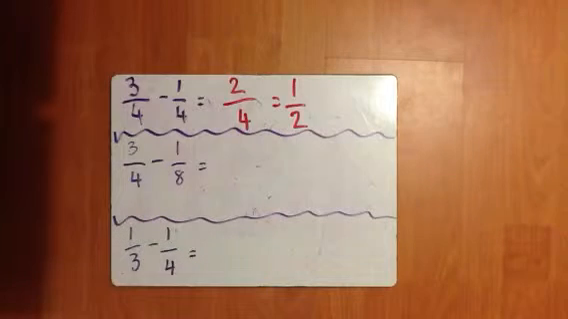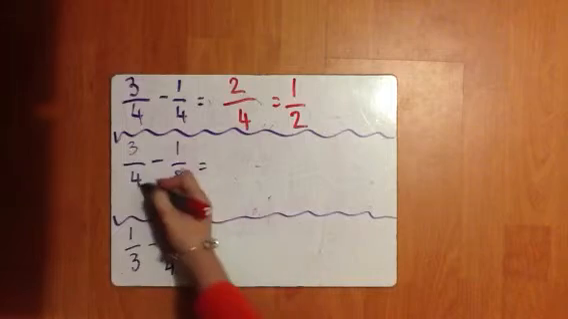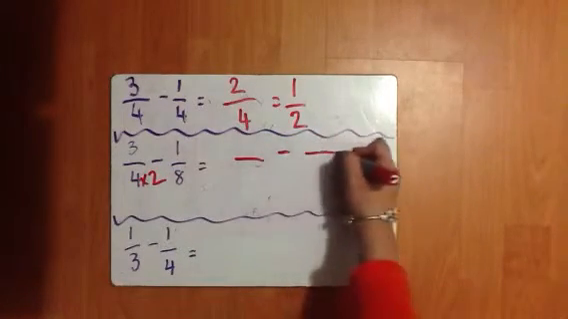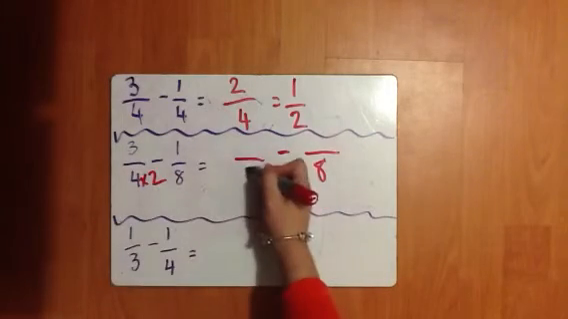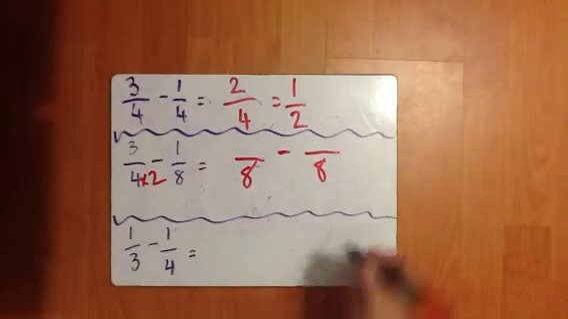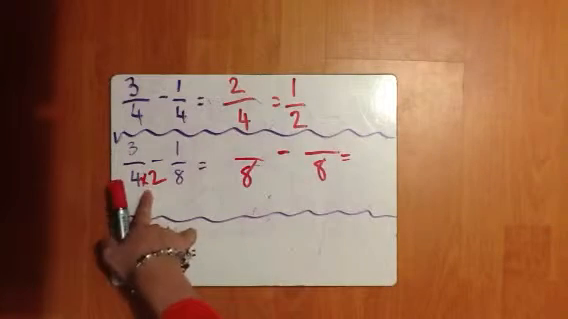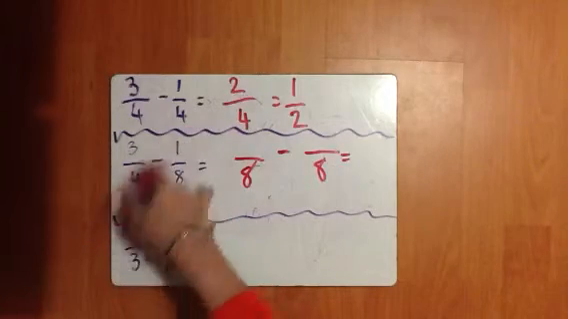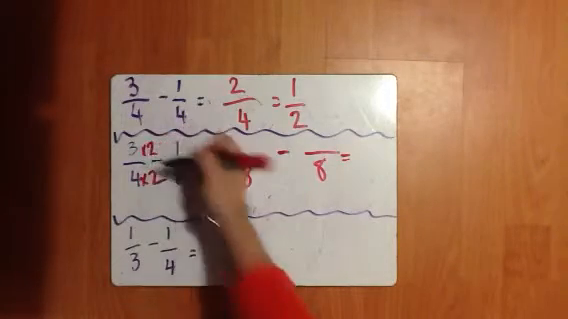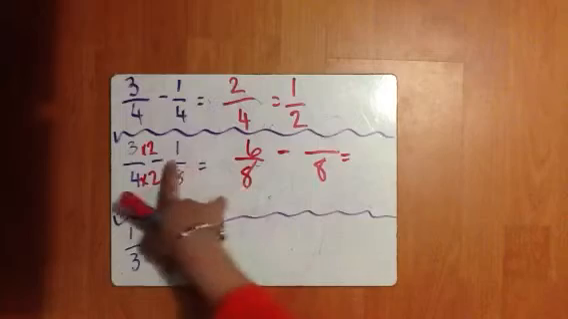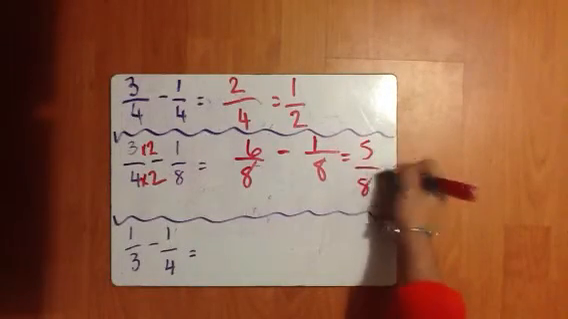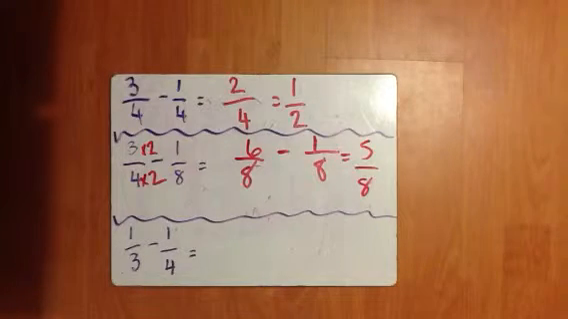I know that 4 and 8 are related because I can multiply 4 by 2 to turn it into 8. So that's what I'm going to do. 4 times 2 is 8. Now both of our denominators are the same. Whatever I do to one denominator, I have to do to the numerator. So 4 times 2, now I have to do 3 times 2. 3 times 2 is 6, take 1. 6 take 1 is 5 over 8, and that cannot be simplified.